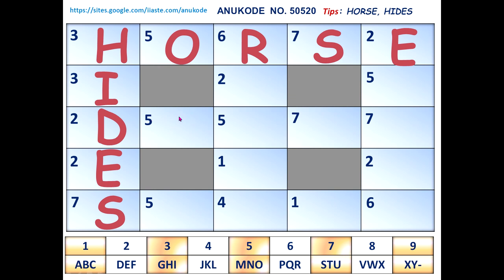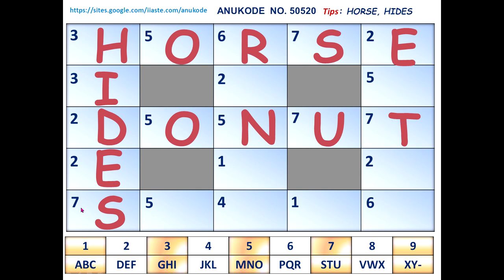And then from this line, we have a word starting with D, then 5, which is supposed to be N, M, or O, which can only be O. And then we have a 5 here, which can be M, N, or O. In this case, I pick N. And then a 7. For 7, I pick S, T, or U. I decide to pick U. And then an S, or a T, or a U. I decide to pick a T for the word donut.